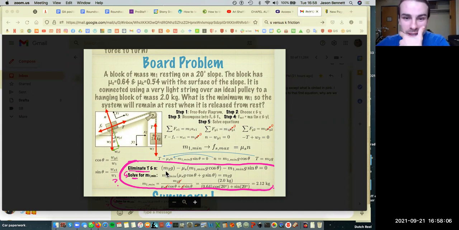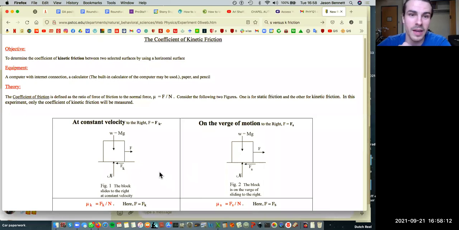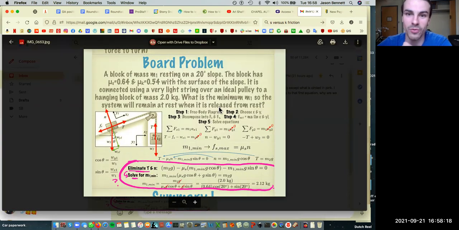The first thing I just realized: I had no idea what those were, I'd never experienced either of them. K is for kinetic, S is for static. Static means it's resting, so it remains at rest.